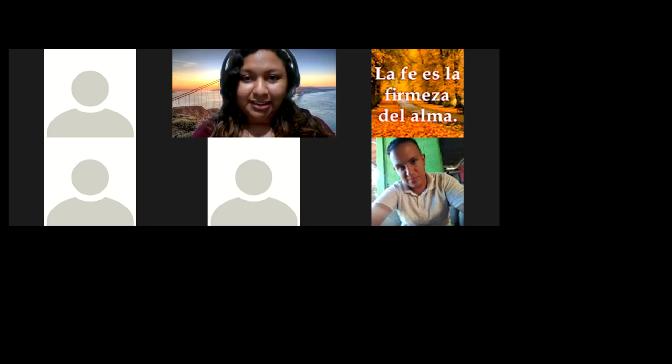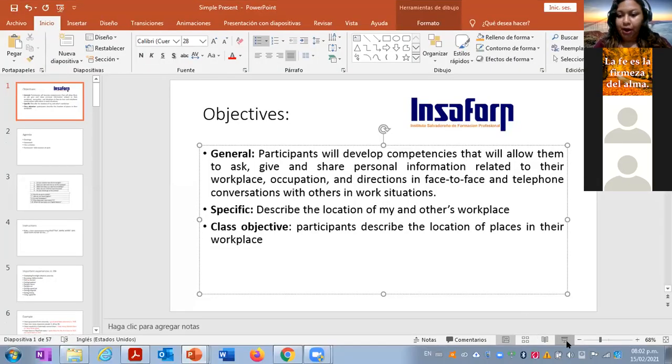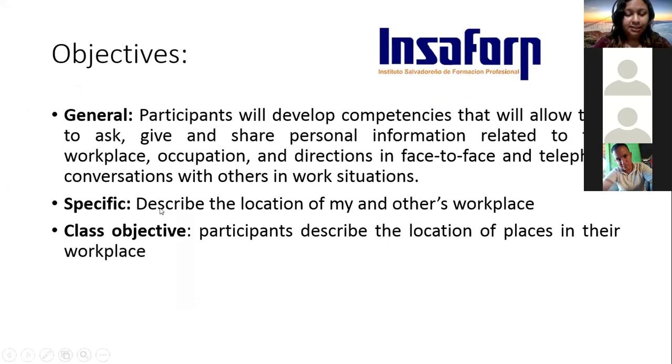Okay, let's get started. Today, we're going to check the two class objectives before we get started. So here we go. We are on unit 4, finally. The specific objective is, repeat with me, describe the location of my and others' workplace.